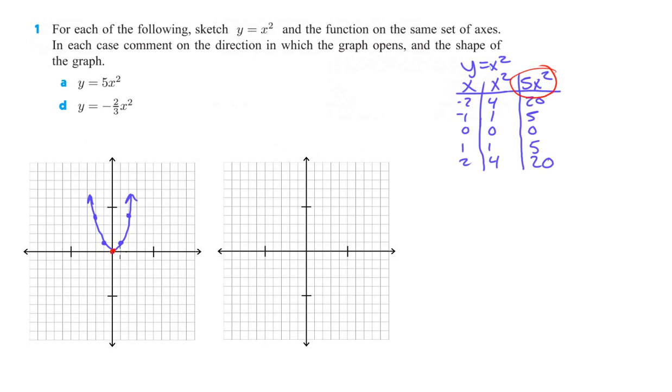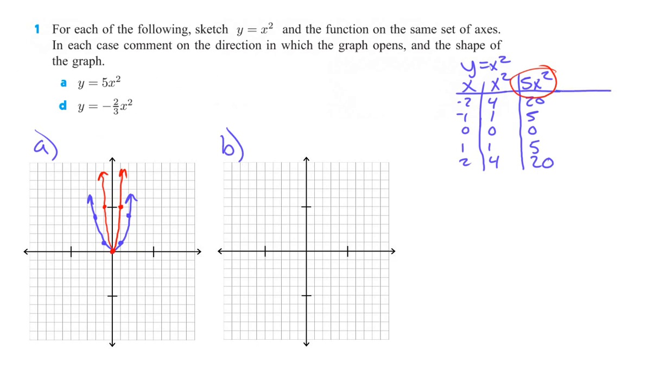So we're still at 0, 0, and then at 1 is now up at 5. -1 is up at 5. +2 is up at 20, which is way up here, so I won't even worry about that one. And so now we'll just sketch this graph here. It looks like that and like that. So this is A. Okay. For B, again, let's just continue on here.